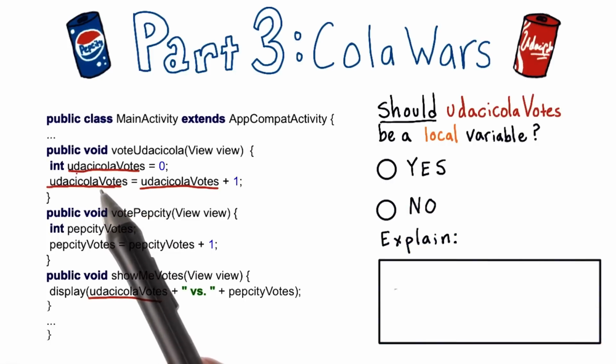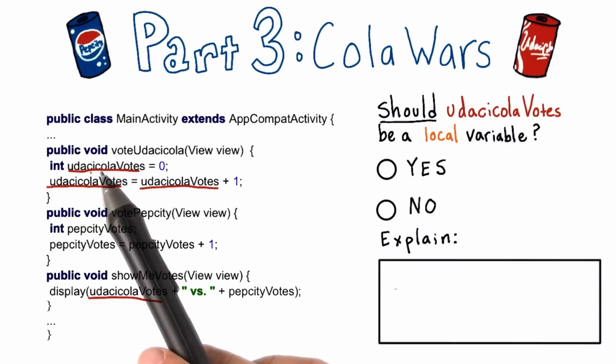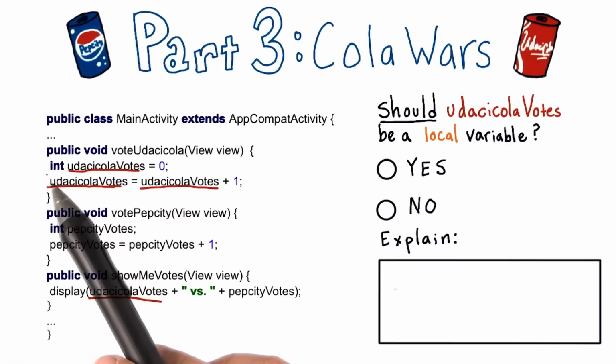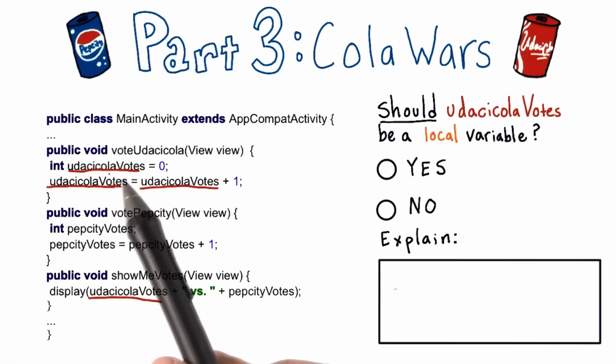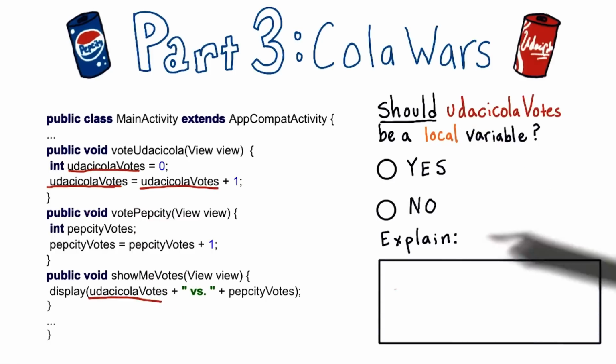Now, if it's declared inside of a method, that means that it's a local variable, and we can see very clearly that it is in fact declared inside of a method. So it's a local variable. Well, what does that mean? We should also be asking ourselves, if I declared something as a local variable, should I have? Let's think about it in this case.